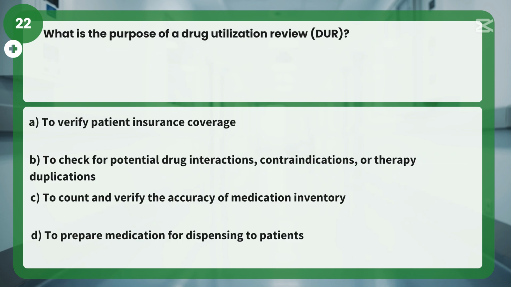Question 22. What is the purpose of a drug utilization review, DUR? A. To verify patient insurance coverage. B. To check for potential drug interactions, contraindications, or therapy duplications. C. To count and verify the accuracy of medication inventory. D. To prepare medication for dispensing to patients.